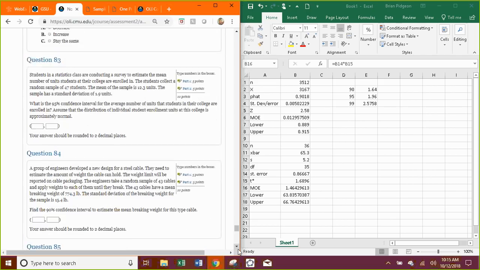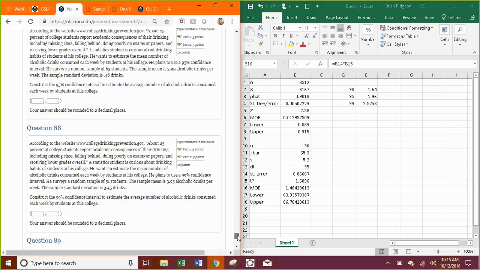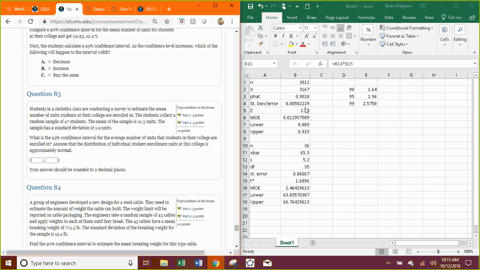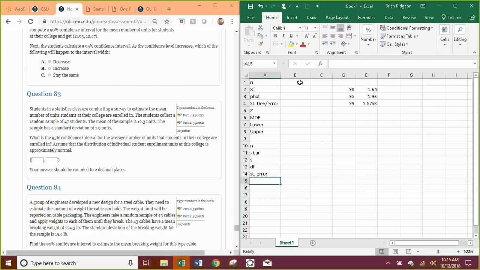All right. Same idea. I think 83, 84, 85. Just calculating confidence intervals. You got this. Number 83. So I'm going to do probably one or two of these because once you get the gist of it, it's really the same question over and over again.